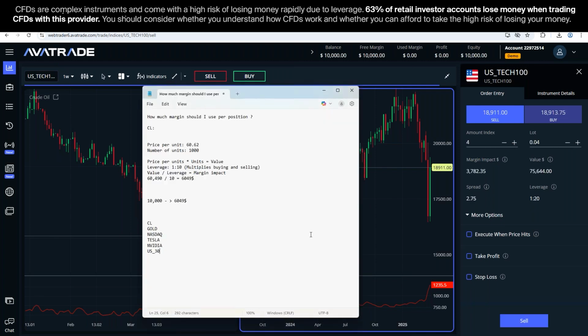Okay, now we're really on the edge, but that will help us to precisely convey the message here. Now we've got two positions. This was with oil, one lot crude oil. Now we've got 0.04 NASDAQ. So how much margin are we using now?